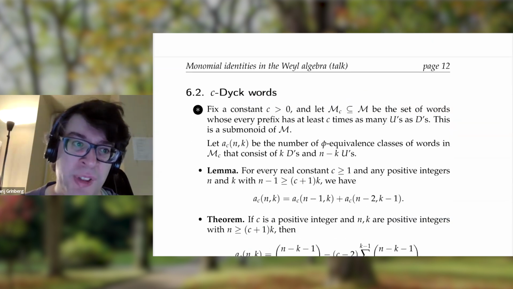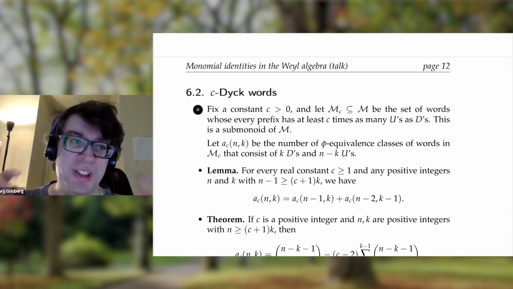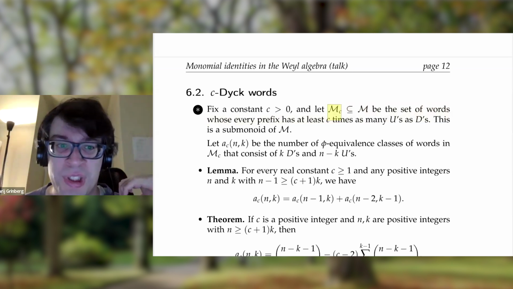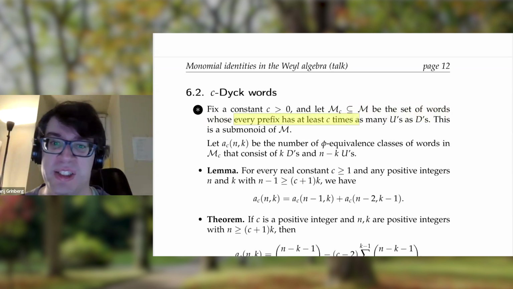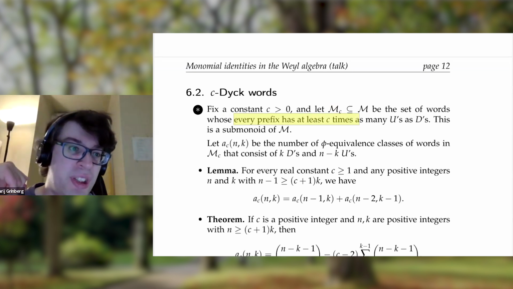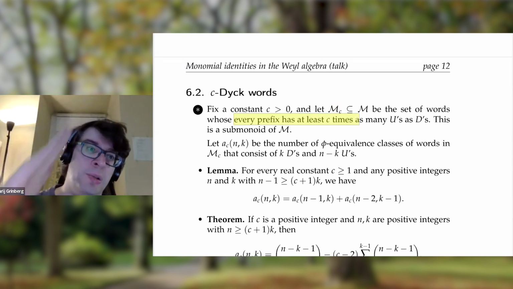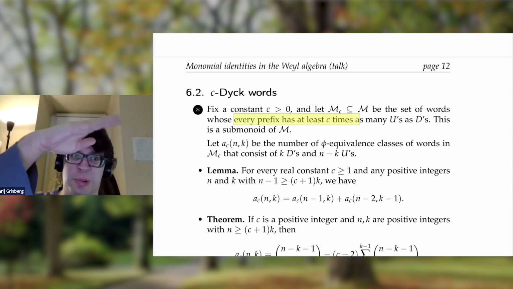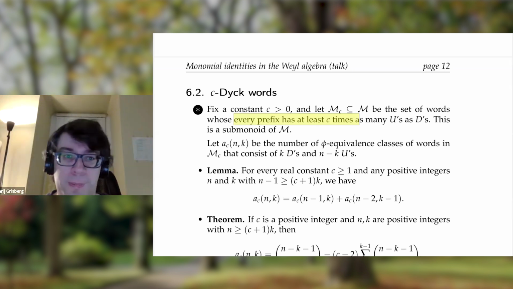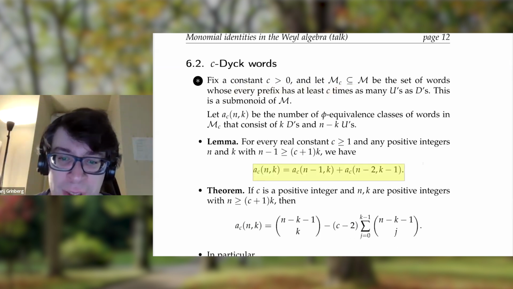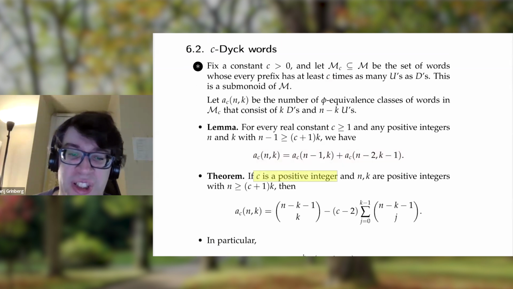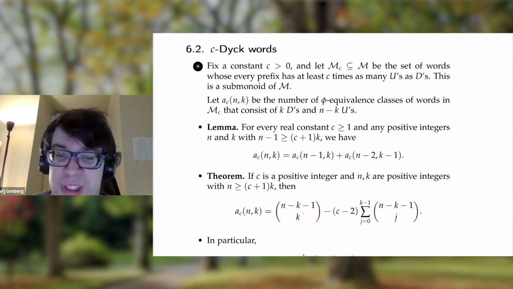But there is a variation where instead of considering all the words, you consider more or less something like Dyck words. Specifically, I'm going to look at the words whose every prefix has at least c times as many up steps as down steps. So these are words whose paths go above a certain line that starts at the origin and has slope c. And again, there is a recursion.